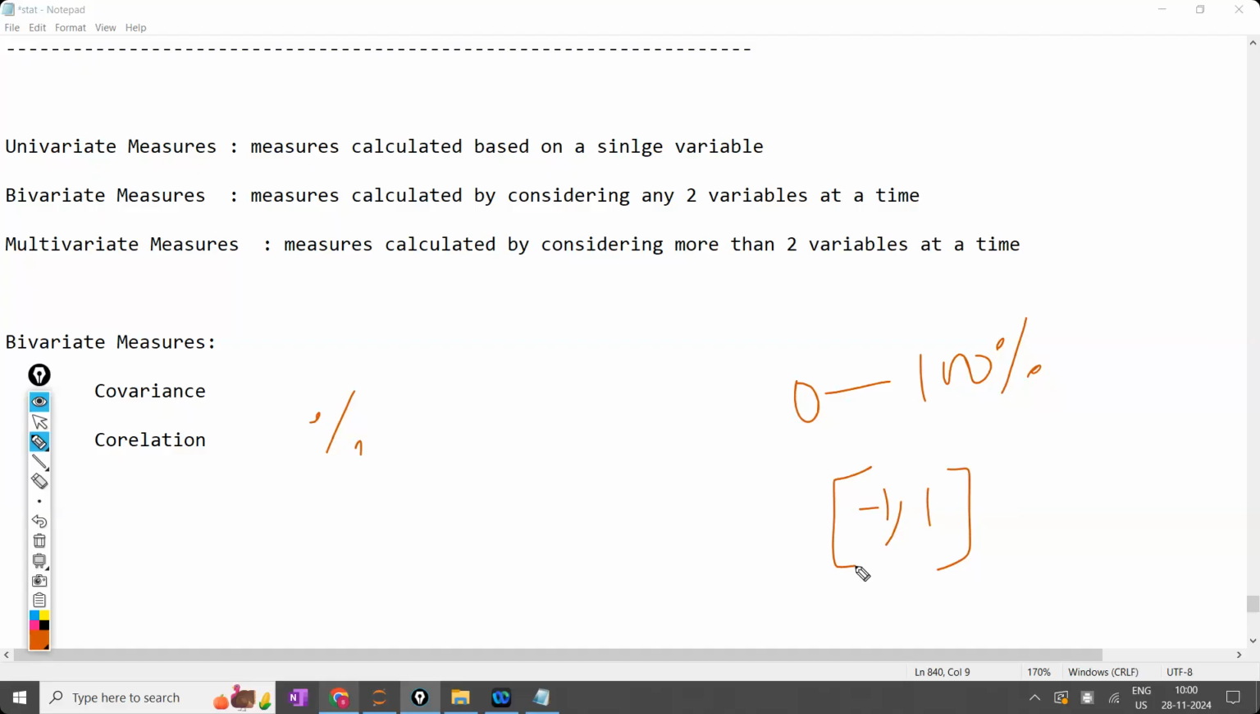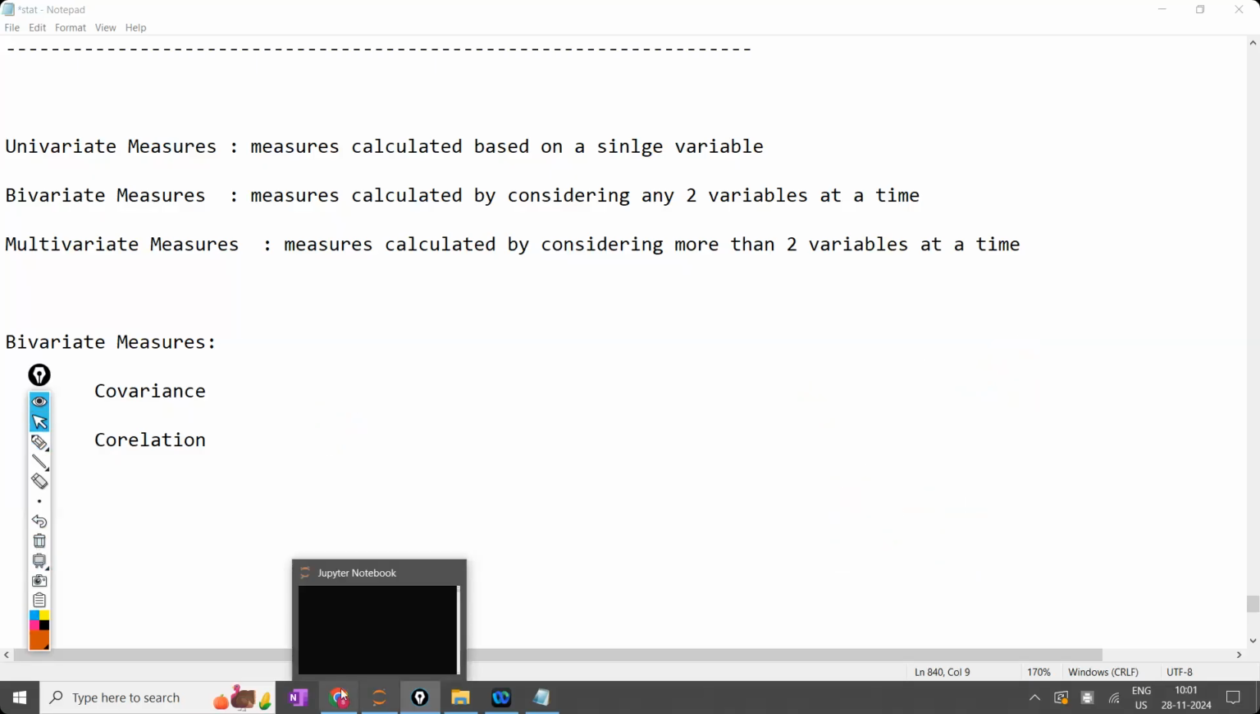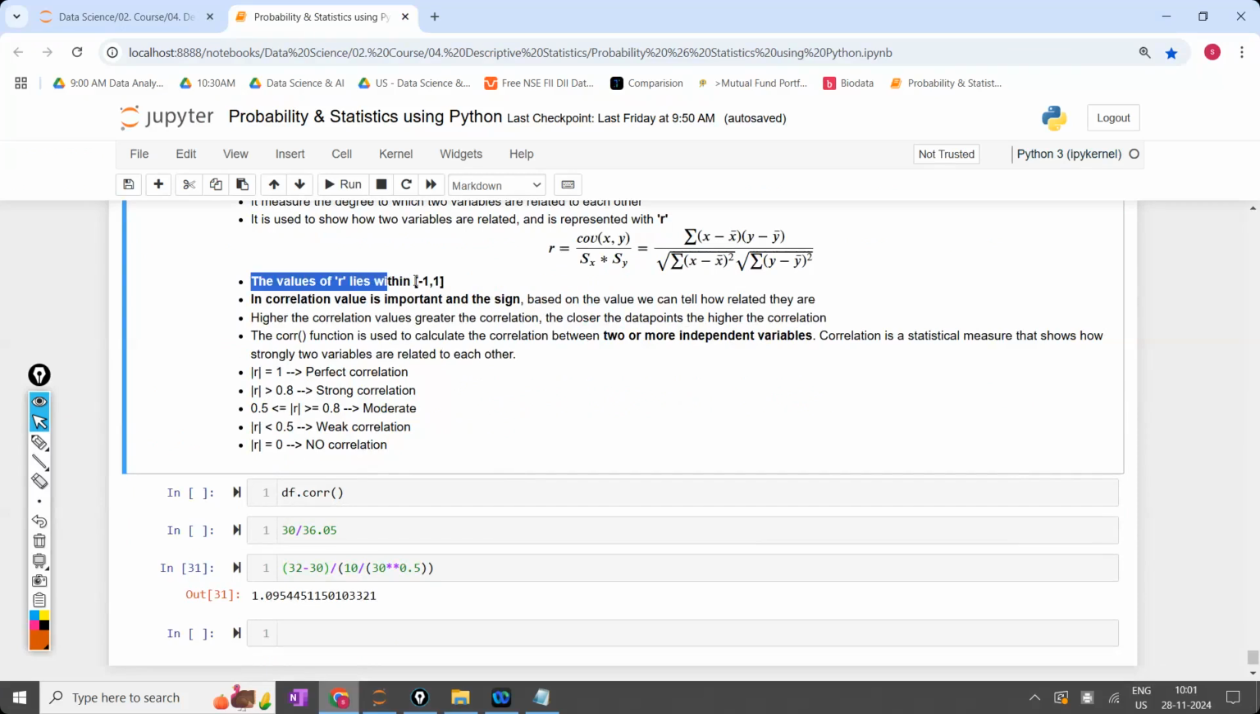How, sir? What is the meaning of percent? Divide by 100. What is the maximum probability? 1. Whether probability or percentage or anything, the maximum is 1. So what is the range of correlation? The range of correlation lies between minus 1 to plus 1.